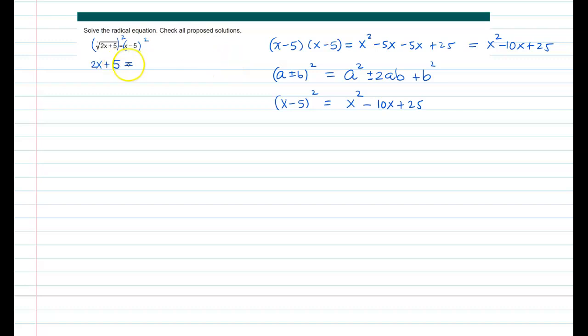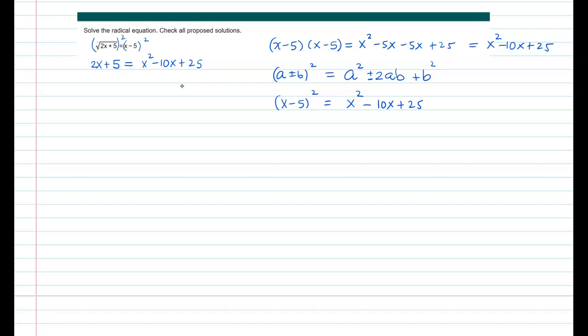All right, so going back to the problem, the right-hand side becomes x squared minus 10x plus 25. And then you solve for x. To solve for x, we would solve the equation. We would put all the expressions on one side, and we want the other side to be 0. So we always want the leading term to be positive.